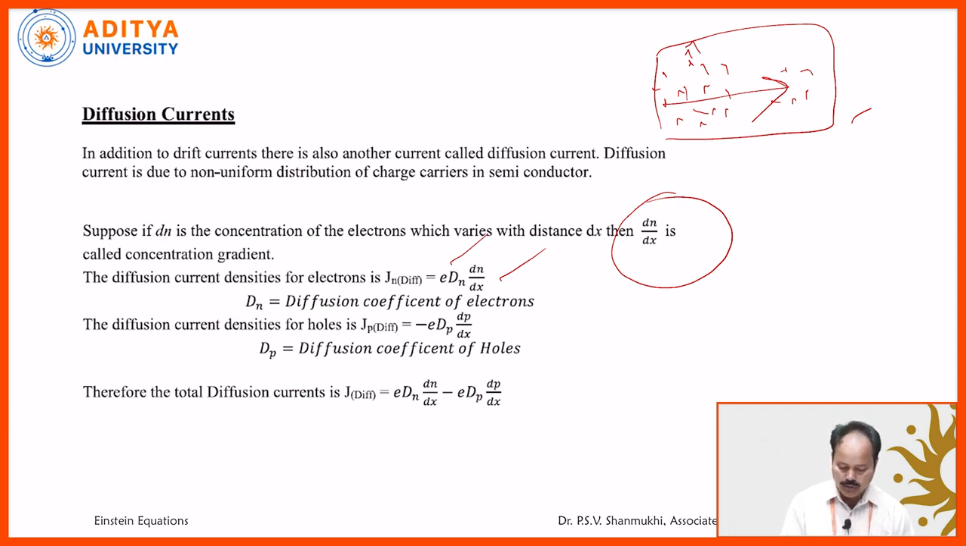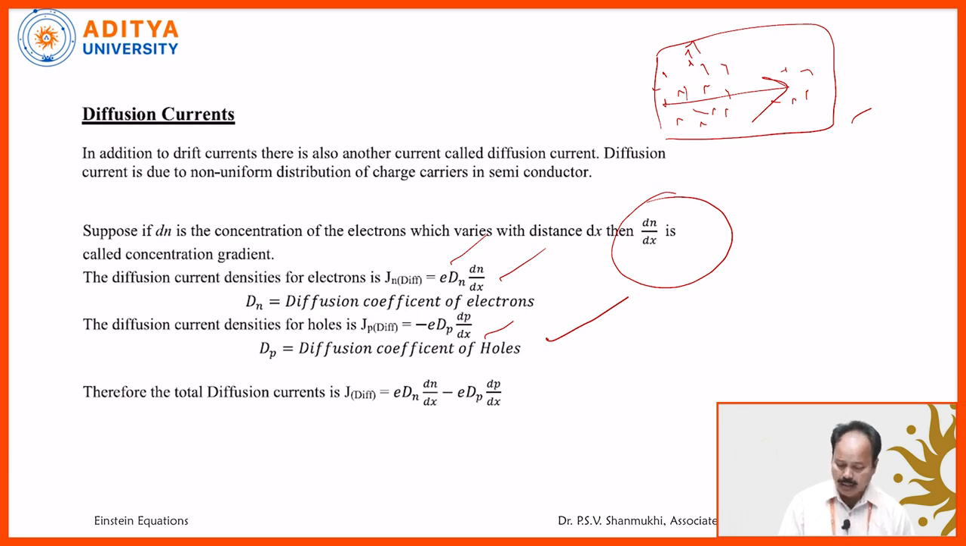Therefore, the electron diffusion current density Jn is e Dn into dn by dx, where dn by dx is the concentration gradient, Dn is the diffusion coefficient of electrons, and e is the charge of the electron. Next, in the same way, in the case of holes, the diffusion current density is written as minus e Dp into dp by dx, where capital Dp is the diffusion coefficient of holes, P stands for holes, and dp by dx is the hole concentration gradient. Holes move from higher density to lower density, hence the minus e. In the case of electrons there is no negative sign, and in the case of holes there is a negative sign.